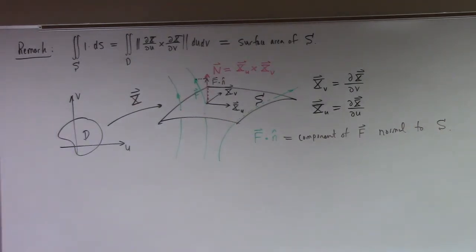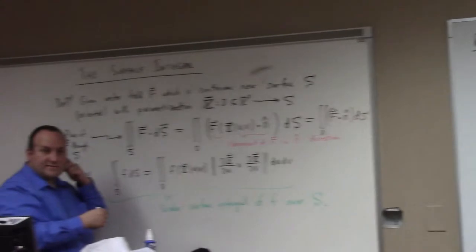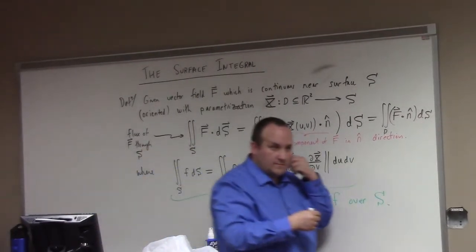Don't get distracted by this evaluation at the parameterization. That's just a technicality. What we're really looking at here, we could summarize more briefly as the integral over D of F dot n hat dS. We're adding up the components of the vector which are in the direction normal to the surface, weighted against the surface area element dS. That's flux.